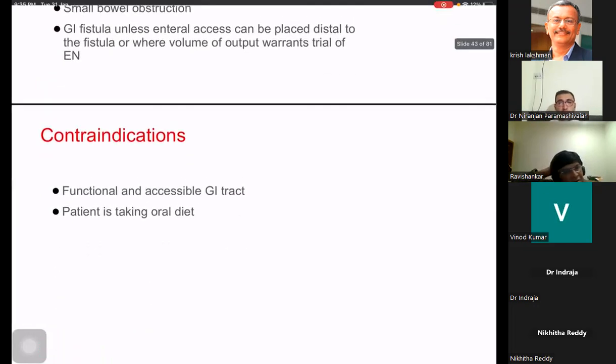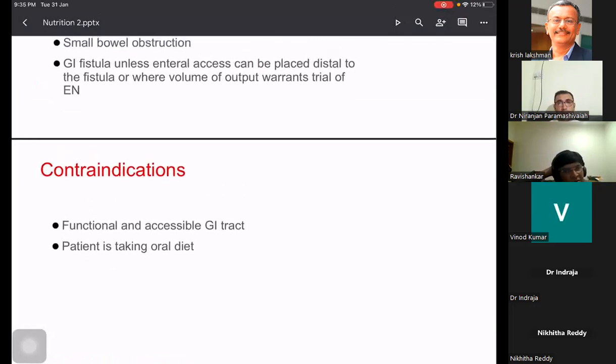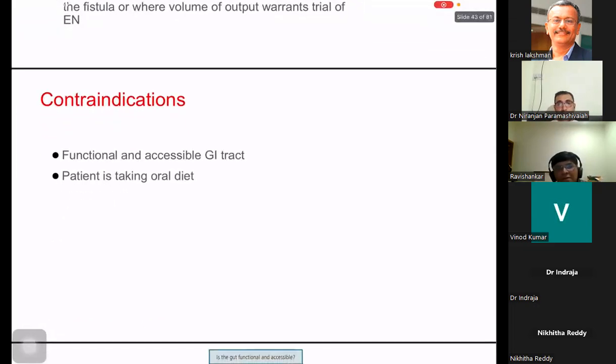Distal bowel is not normal. If the distal bowel is not sufficient, you are giving parenteral nutrition. Correct. And contraindications are when there is a functional GI tract and the patient is taking the oral diet.